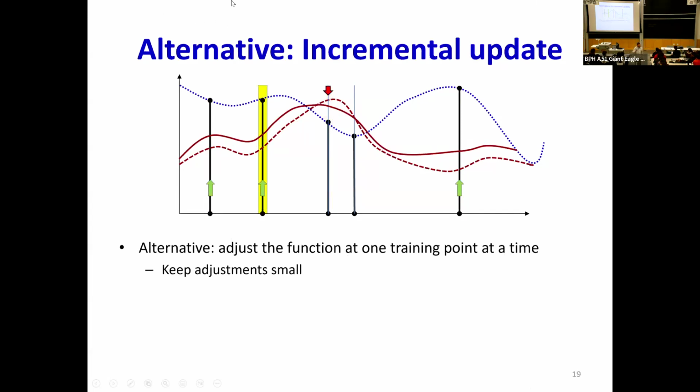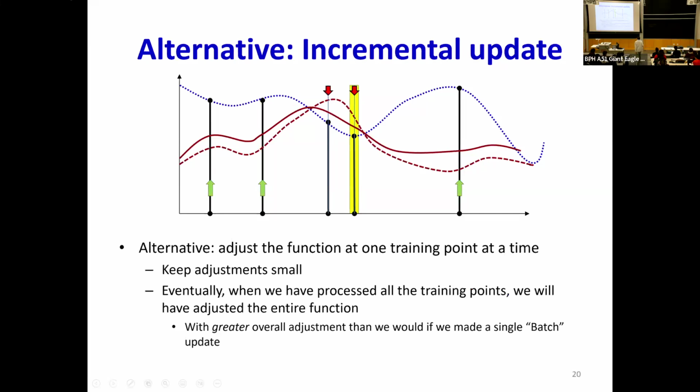But for this to work, you have to make these adjustments small, because if you make giant adjustments, when you push something down at one point, the function is going to pop up at a different point. But so long as you do this, eventually, when you have processed all the training data, you would have updated the function at every single training instance. And in this process, you could, in principle, have made greater overall adjustment than if you had performed batch update.